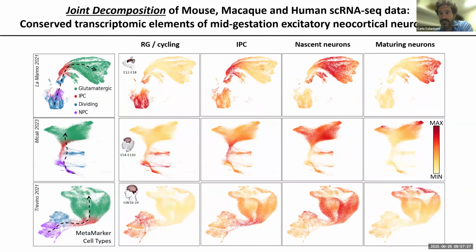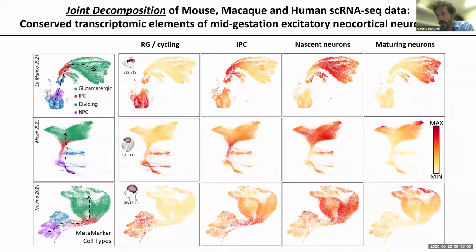This is an example of that decomposition. We took a mouse, a monkey, and a human data set from mid-gestation, all single cell data on excitatory neurogenesis. So the rows are those three data sets. The four columns are four shared conserved signatures that we have across the mammalian family tree for this neurogenic trajectory, moving from radioglial cells to IPCs to a very transient nascent neuronal signature, and then into signatures that are common to all the different kinds of maturing neurons in the different systems.